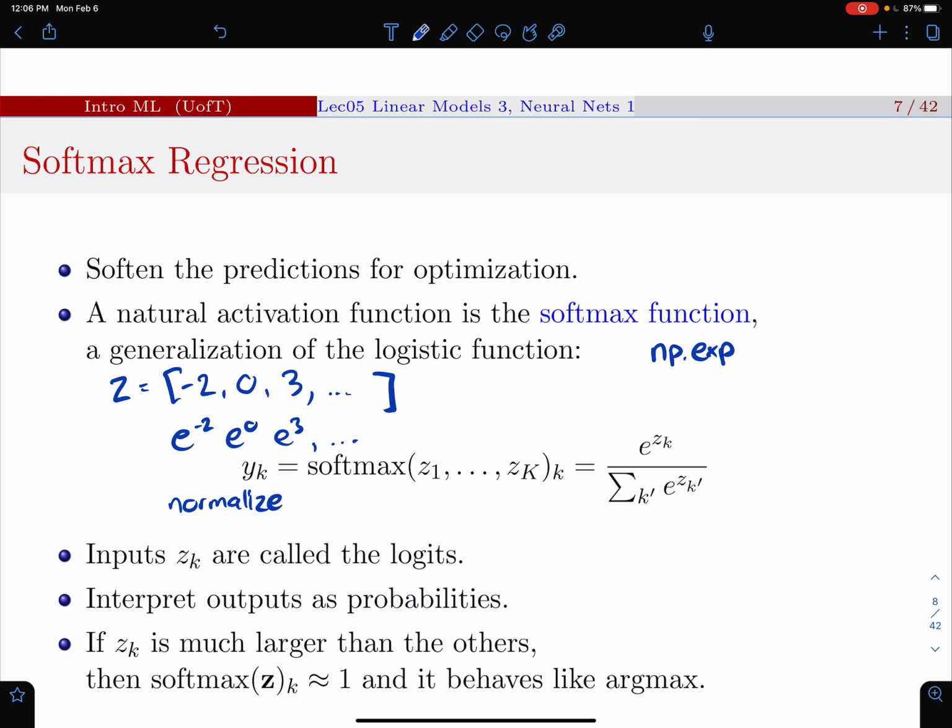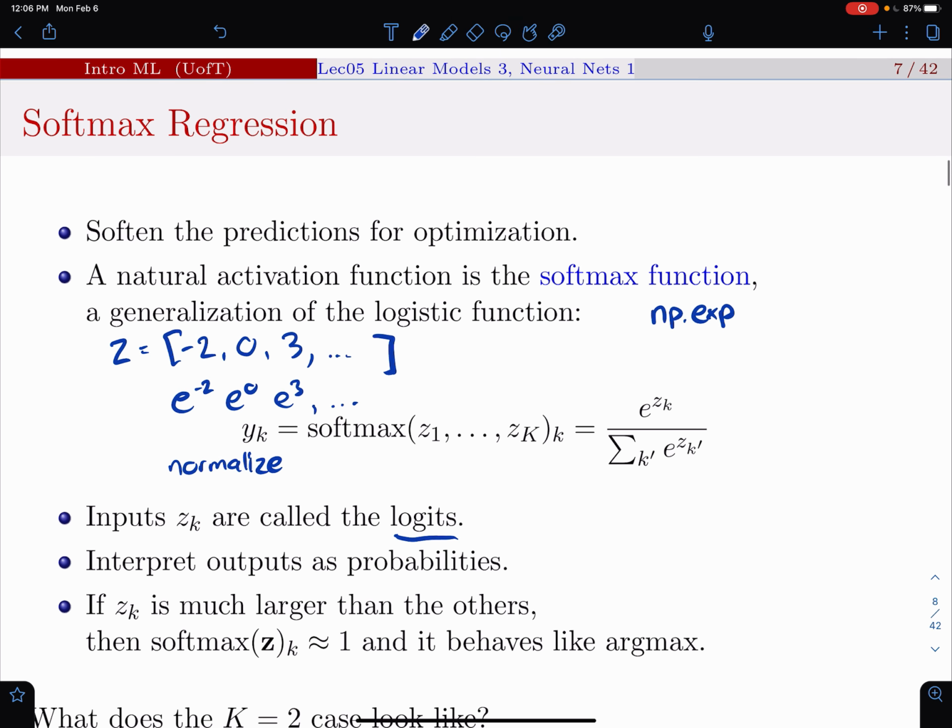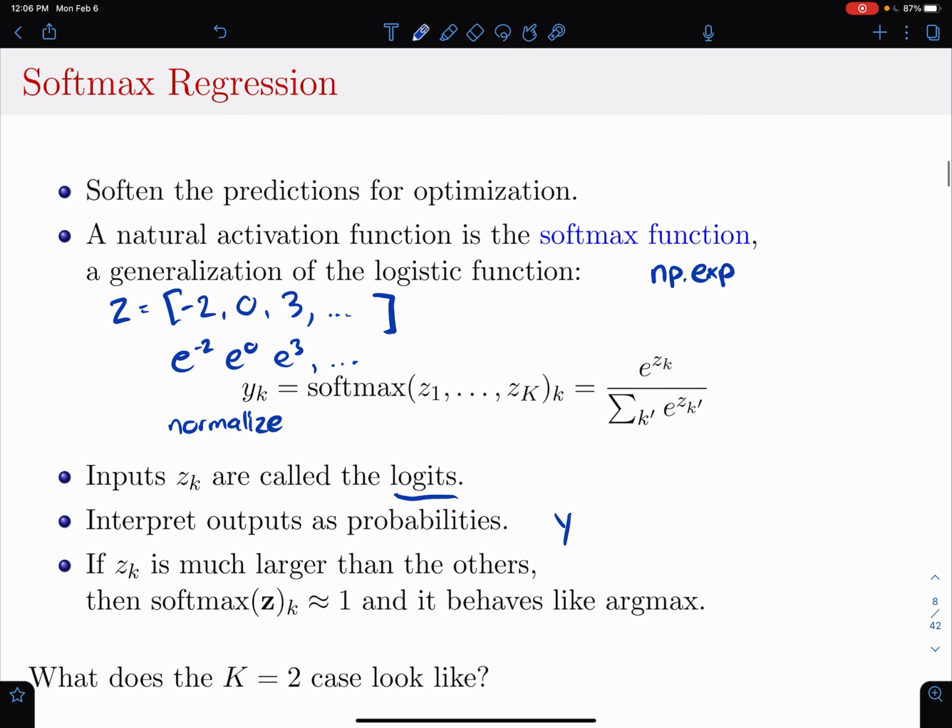Similar to logistic regression, we call these zk the logits, and then we can interpret the outputs of the softmax. So these ys, they're the probabilities. And the reason it's called a softmax, again, is because if one zk is much larger than the others, then it behaves essentially like an argmax.